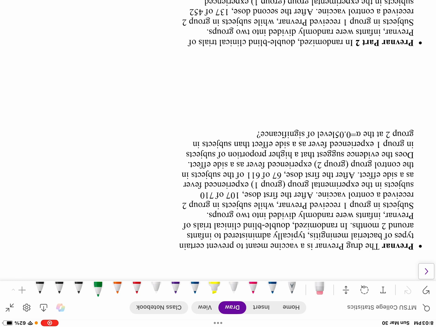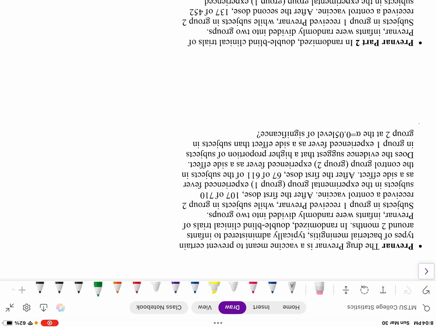After the first dose, 107 of the 710 subjects in the experimental group, Group 1, experienced fever as a side effect. After the first dose, 67 of 611 subjects in the control group experienced fever as a side effect. Does the evidence suggest a higher proportion of subjects in Group 1 experience fever as a side effect than subjects in Group 2? And we're doing it at alpha of 5%.